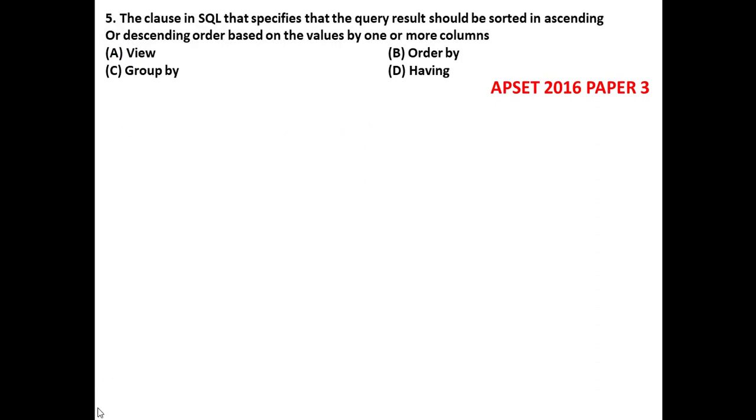And see the next question, question number 5. The clause in SQL that specifies that the query results should be sorted in ascending or descending order based on the values of one or more columns, right? So the answer for this question is option B, that is ORDER BY clause. For example, if you want to display all the records of the employee table in order of the employee number, then the query is SELECT * FROM EMP ORDER BY ENO. Okay, by default the order is ascending order. The answer for this question is option B.